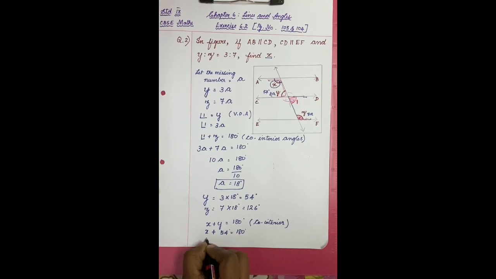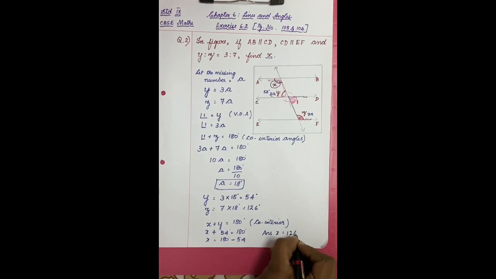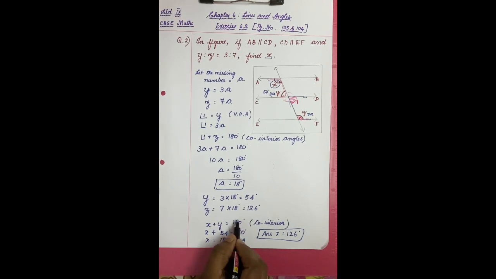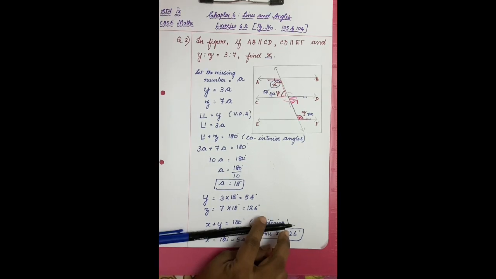180 degree, X is equal to 180 degree minus 54 degree. So, answer: X value is equal to 126 degree. You might find, Miss, we just got Z also 126. Yes, in fact, this is one way to find this X value. There is also another way.